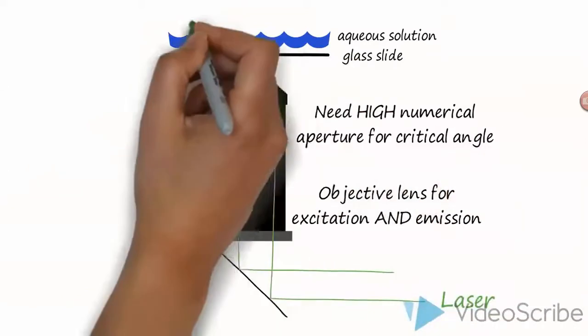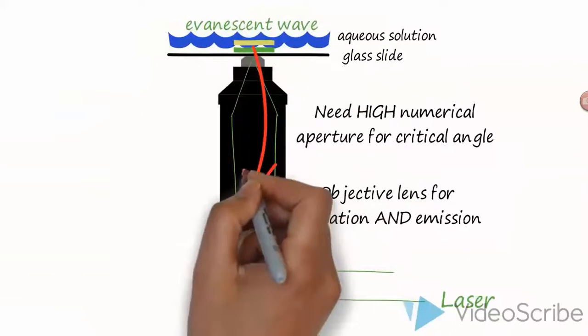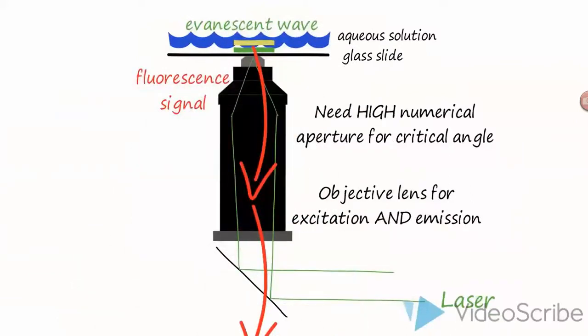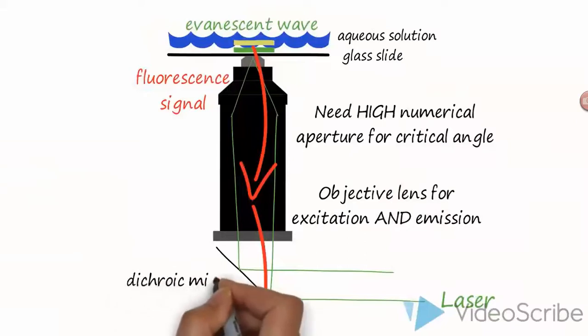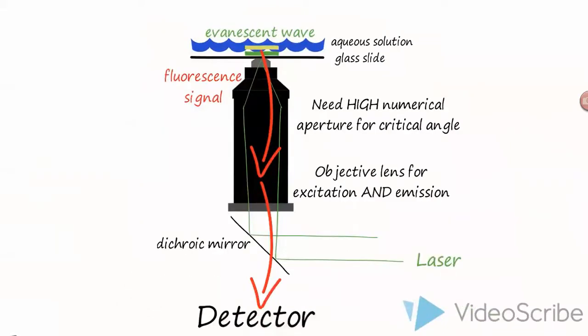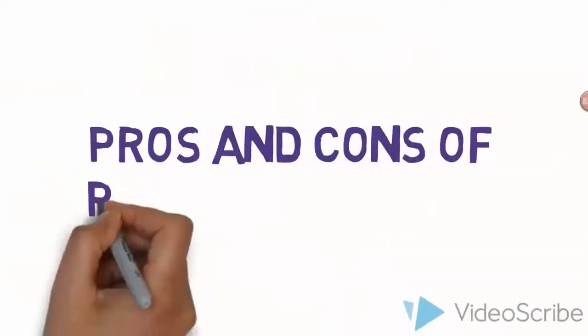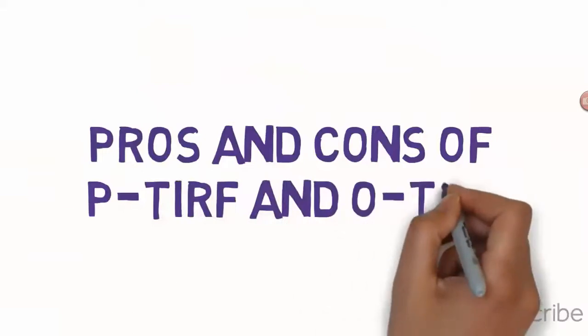The evanescent wave is generated and the fluorescent signal travels down the objective with the reflected laser light. The excitation and emission sources are separated by a dichroic mirror, allowing only the fluorescent signal to reach the detector. Both p-TURF and O-TURF can be used for nanoscale and single molecule imaging.